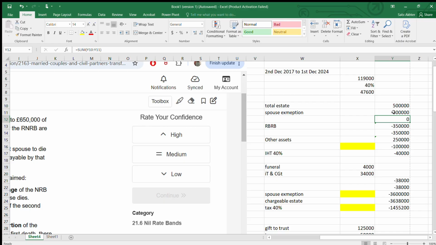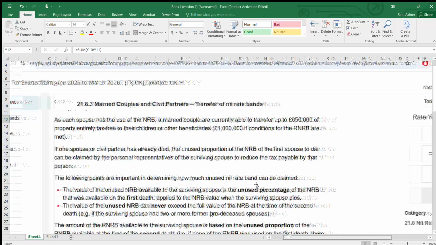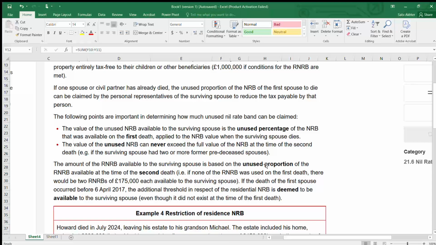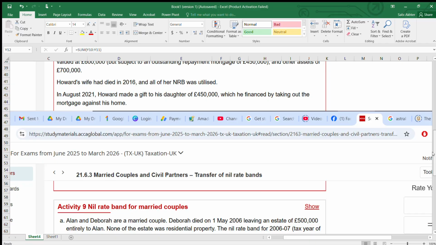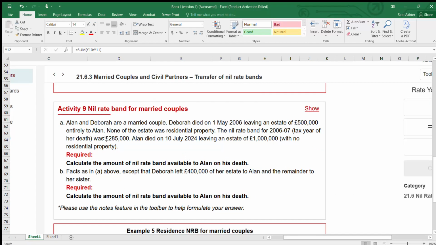Remember, unused nil rate band claimed by Alan's personal representative would be 100%. Which percent? 100%, you did not utilize. 100% of 325, not 380, not 285. Okay. It is the percentage that matters. Percentage on first death. So that death was after 2009. So 2009 nil rate band is 325, not 385, not 285. So 100% of 325,000.